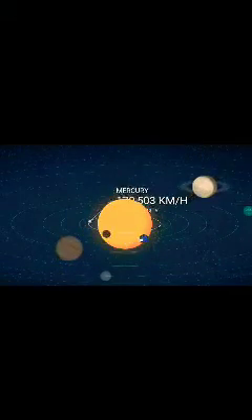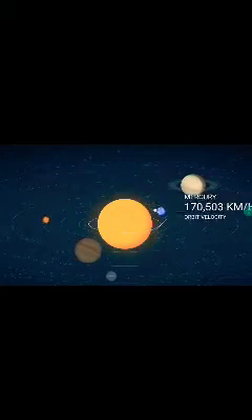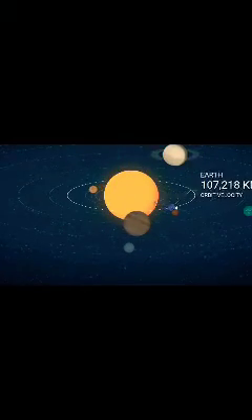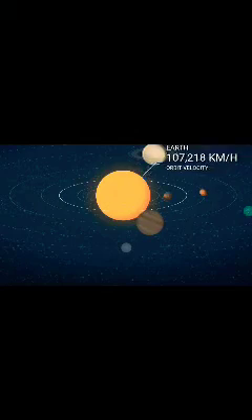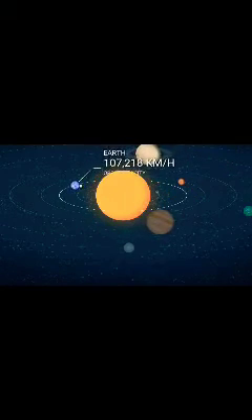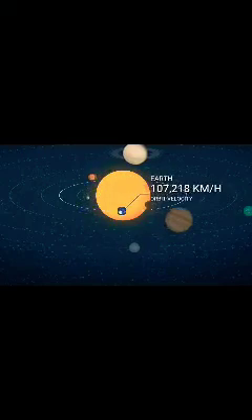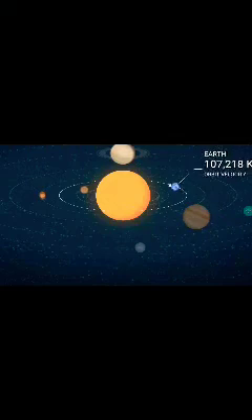So now we have to do the information of Earth. So here is our Earth. As you can see, here is our Earth, and the white thing is the moon, which revolves around the earth, and it is the third planet of the solar system.